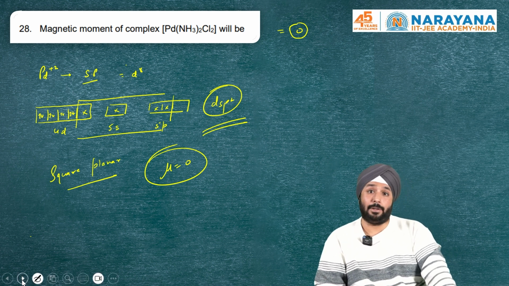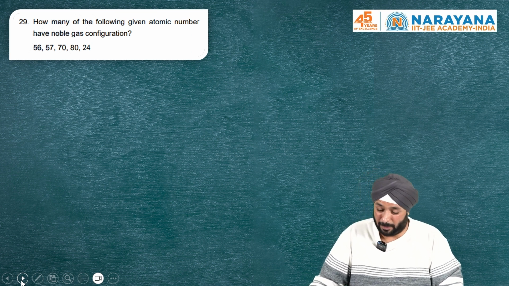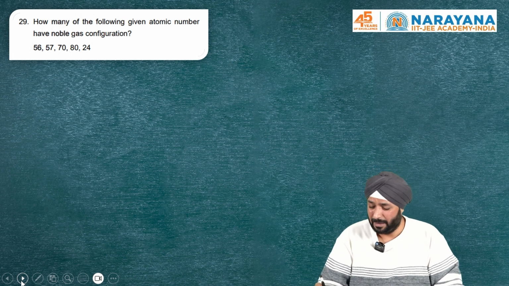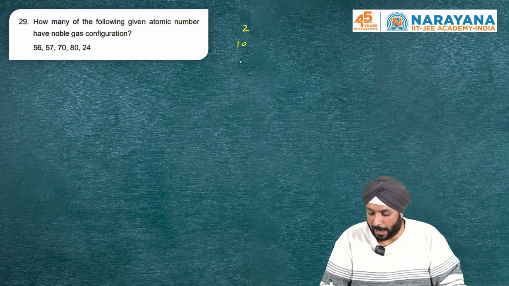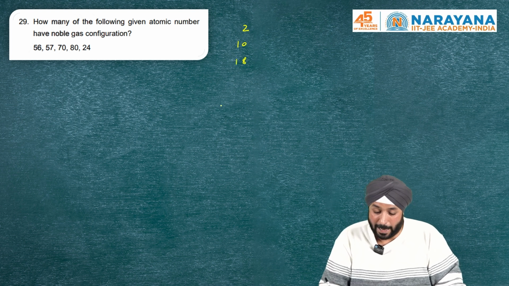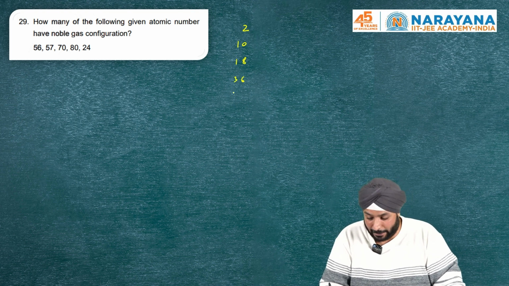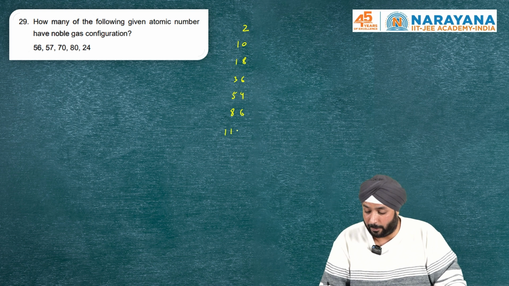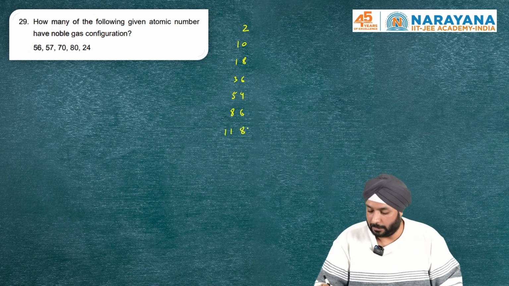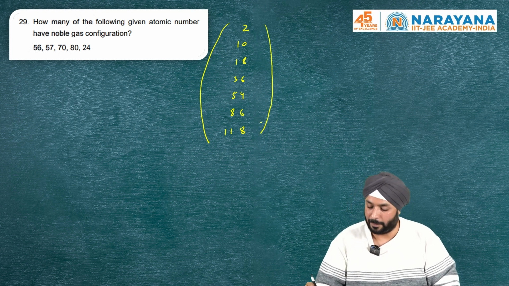Now we'll move to question number 29. How many of the following given atomic numbers have noble gas electronic configuration? Very simple method. Now helium is 2, add 8, then you'll get 10. Add 8 more, you will get 18. Then add again 8, you will get 36. Then add 18, you will get 54. Now add 32, you will get 86. Then again add 32, you will get 118. This is a shortcut to calculate all the atomic numbers of noble gas elements, right?